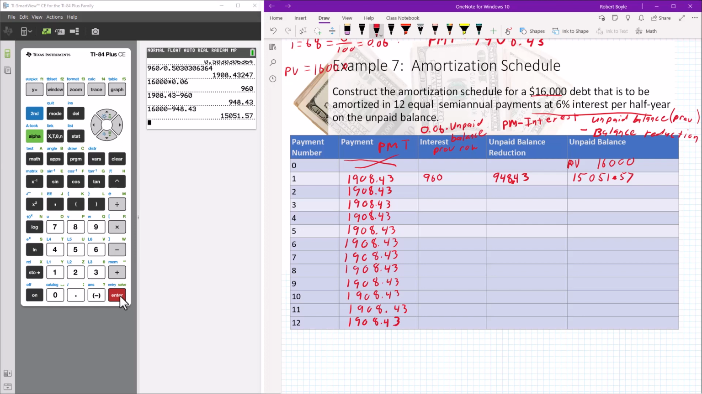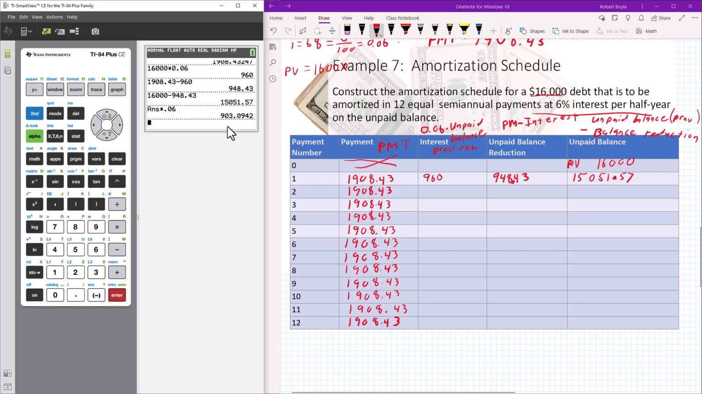So how do you do row 2? We just go ahead and do it again. This is now the previous row. So we're going to take this value and multiply it by 0.06. On the calculator, that's pretty straightforward. We can just do times 0.06. And that is how much of our next payment is going to go to interest. So we have 903.094. That will round to 903.09.